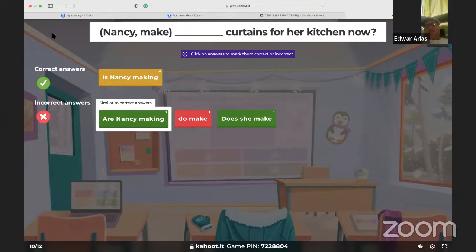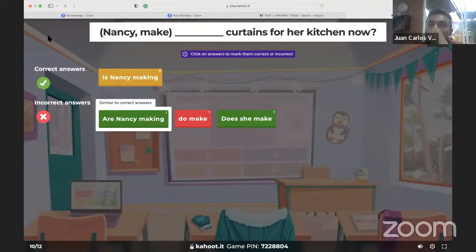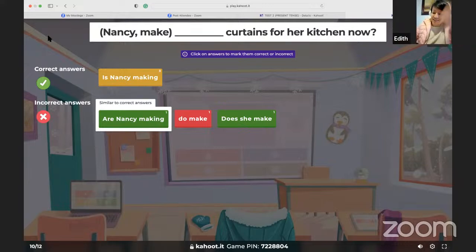When you say now, I think that it is in this moment. It makes sense because it depends on the context. Because if in the context Nancy told the person that she is gonna do this duty, so it's a normal question. I agree with Eddie because now is a reference of time.